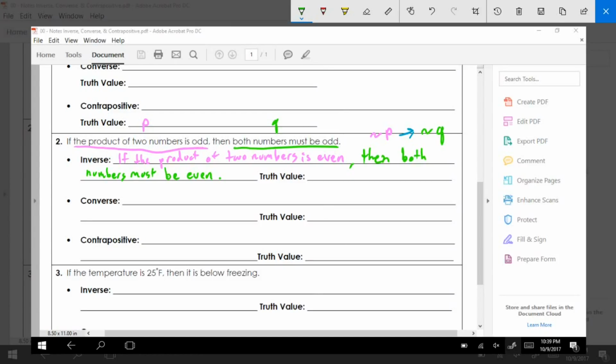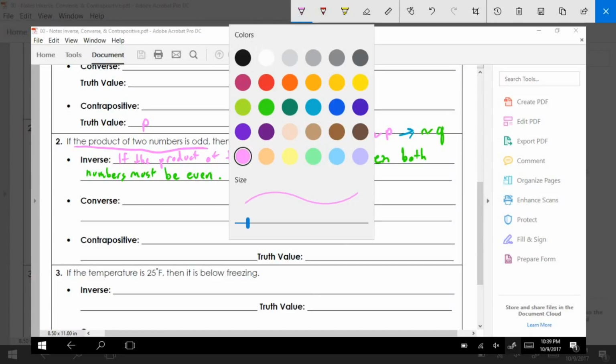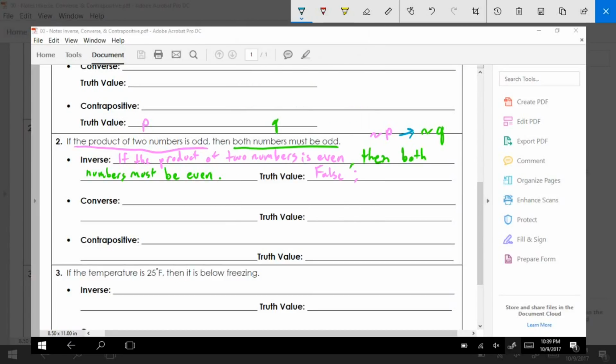And that's going to be false because any number multiplied by 2 is an even number, right? So even odd numbers can be multiplied by 2, and that would give you an even number, which would make this statement false because look at this. 3 times 2, that equals 6. Is 6 even? Yes, it is. And it's the product of these two numbers. Are both these numbers even? 2 is even, but 3 isn't even. So that's our counterexample. This is false.